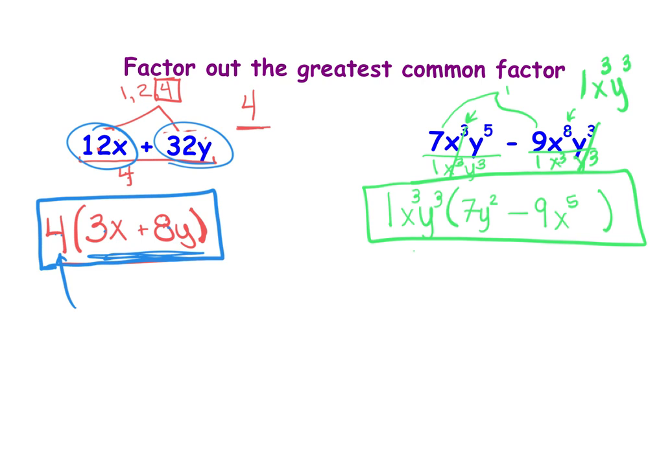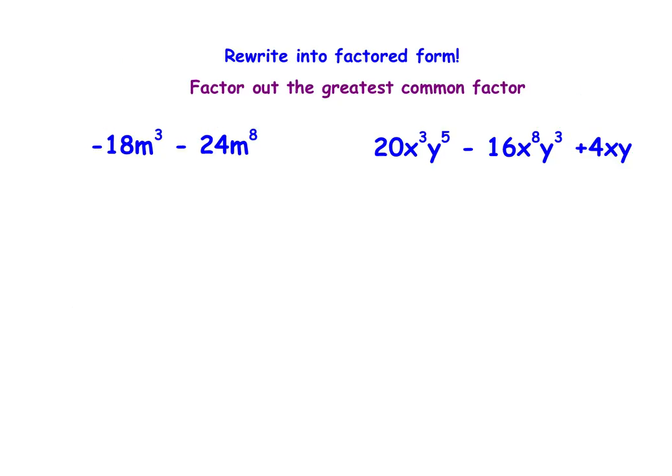Notice if I were to redistribute, it would go right back to where we started, but our goal is to factor out that greatest common factor by undoing the distributive property. So let's take a look at two more examples.